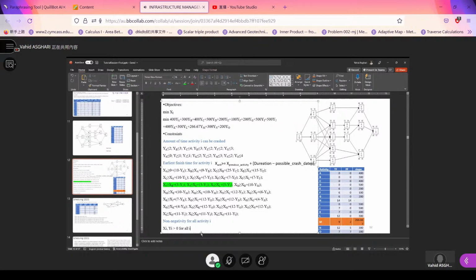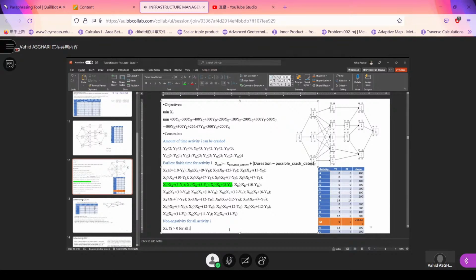And finally, the X and Y, the durations and the crash days cannot be negative. So 3 sets of limitations. The first one is about the number of crash days. The second one is about the earliest finish time. And the third one is about the non-negativity condition. It is also covered in this slide. There is another example in this slide. It is exactly similar to the example provided in this slide.